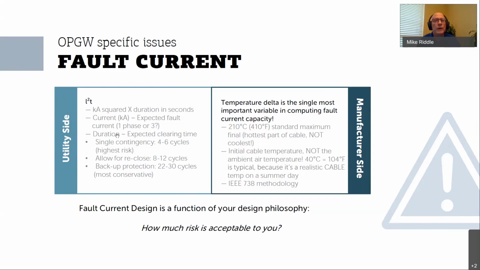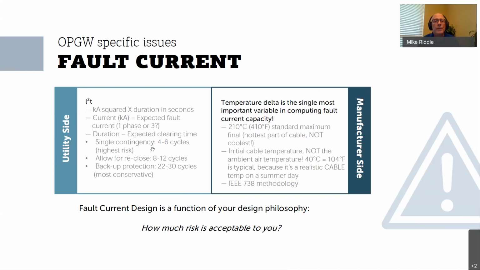What about the duration? Well, that's your expected clearing time. And some utilities will consider only a single contingency. So a line trips out, that takes 4 to 6 cycles. So let's use 6, that would be 0.1. However, most relay and control schemes, in fact, all of them that I'm aware of, allow for one attempt at a reclose. There'll be 1 or 2 cycles with nothing. And then if the condition that prompted the fault is still there, there'll be another 4 to 6 cycles, and the line will trip out again. That intervening time period does not allow the cable to cool, so you can ignore it.